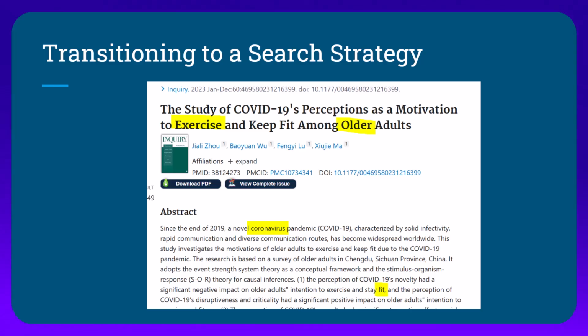To do that, I can review the title and abstract to find more synonymous or related terms. Here, I've highlighted several possible terms. Exercise is related to my term physical activity. Older is another way of referring to the population of interest. You'll recall elderly was the term I used in my initial search strategy. Likewise, coronavirus is another term I can use alongside COVID.